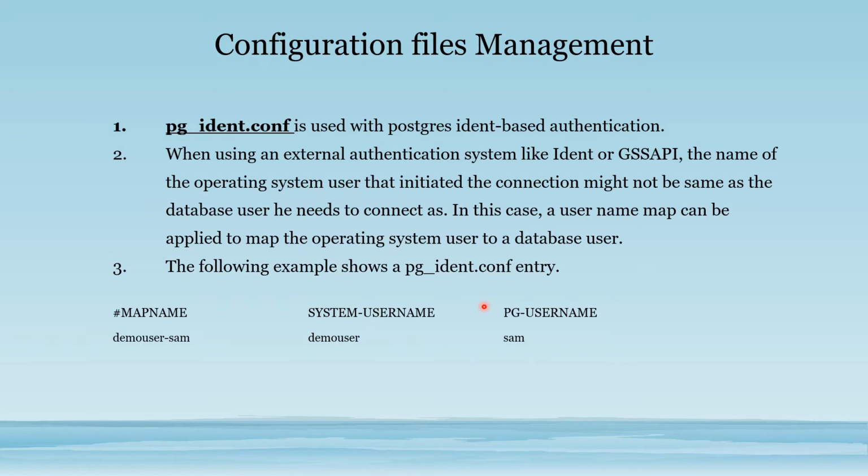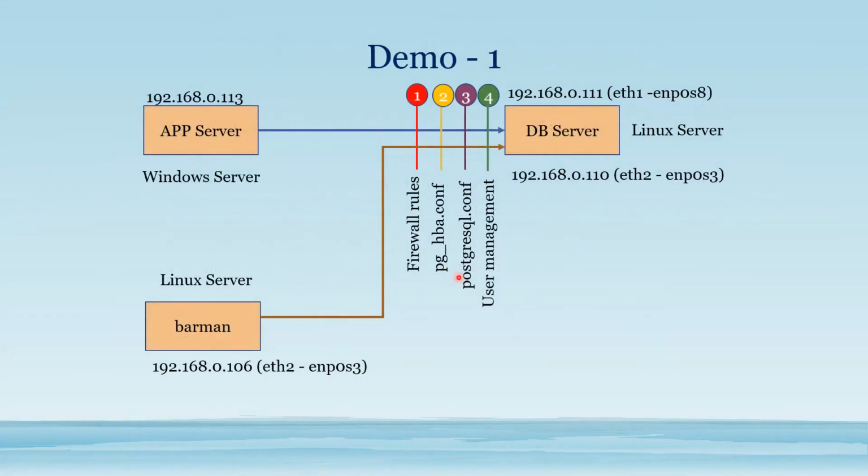In my demo 2, the operating system user called demo user, which is present in my backup server, is going to connect to the database using the Postgres user called Sam. In order to achieve this, I will make an entry in pg_ident.conf as shown below. I will try to cover as many database parameters as possible in my new video. Okay, let me move to my demo 1.